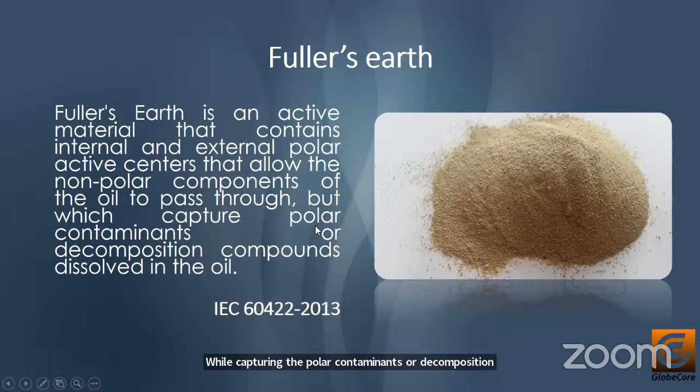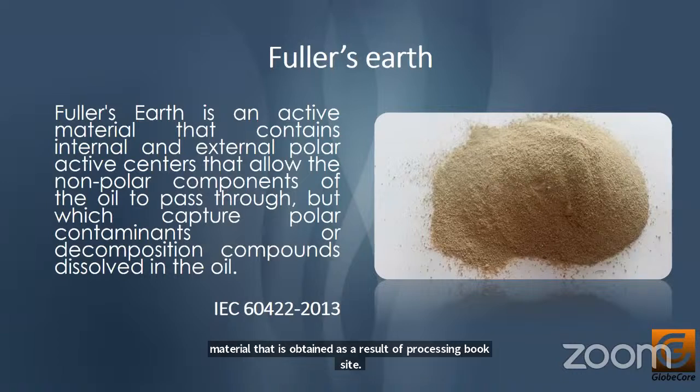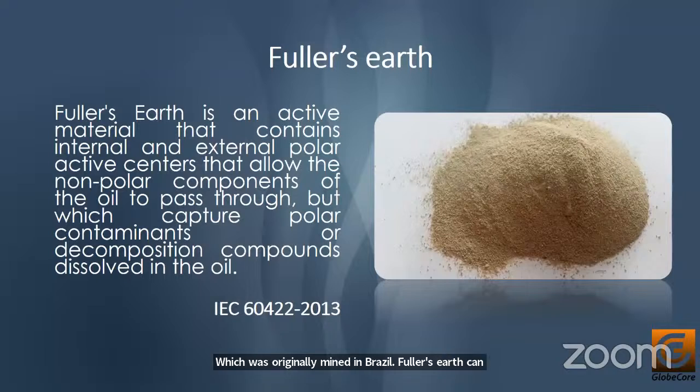Fuller's earth is a material that is obtained as a result of processing bauxite, which was originally mined in Brazil. Fuller's earth can also be found in various places in Europe, where it has long been used to bleach wool and therefore acquired the name bleaching clay. Initially, farmers used it to remove grease stains from wool, hence the name bleaching clay.